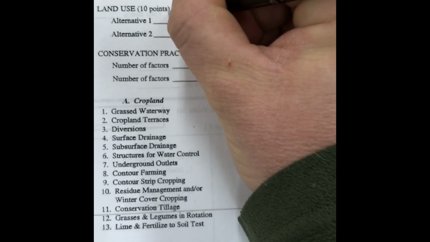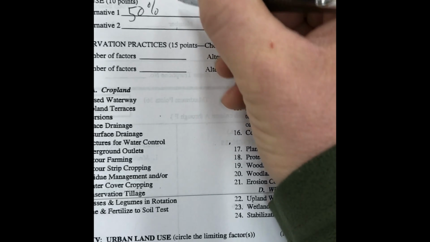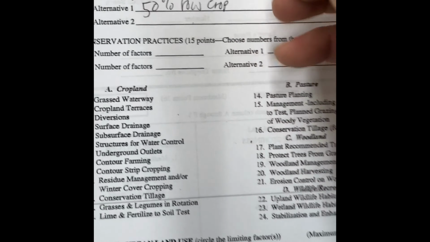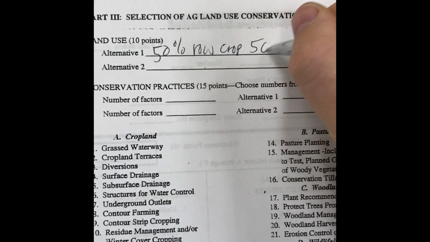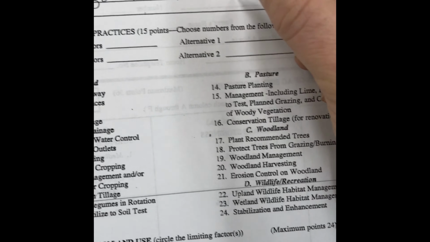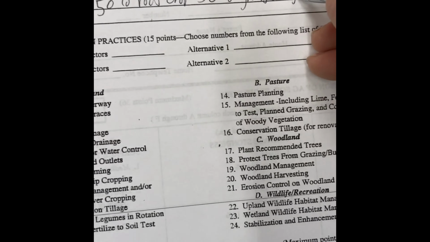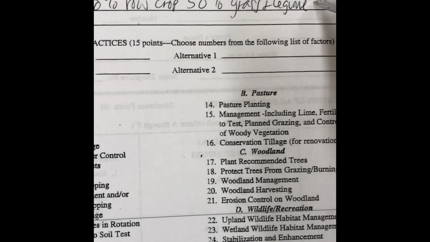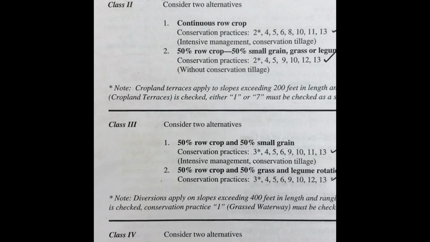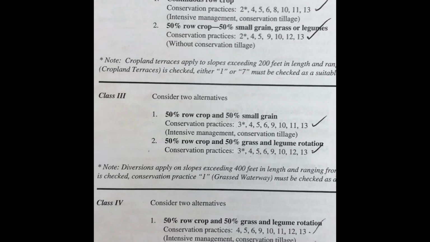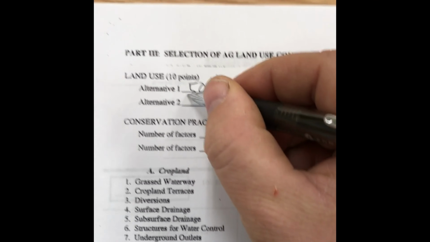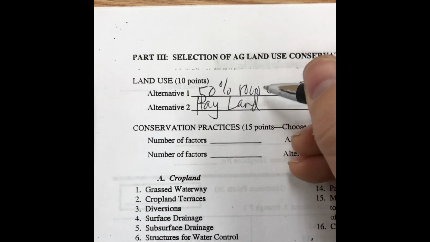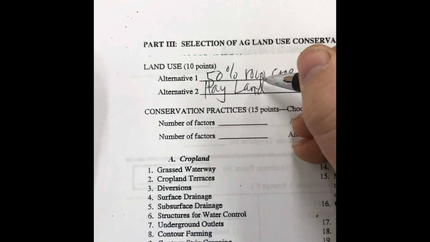Okay, I'm going to write it in here, 50% row crop, 50% grass and legume rotation. Okay, so that's the answer for alternative 1. Alternative 2, for class 4 soil is hayland. So we go back over, alternative 2 is hayland, and that's all you'd write for that part.